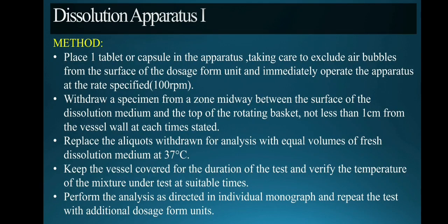So, what is the operating procedure for this apparatus? We have to place one tablet or capsule in the apparatus and rotate it at the specified speed of 100 rpm. We have to draw the samples at the midway of the dissolution medium, and replace the aliquots withdrawn for analysis with equal volumes of fresh dissolution medium. We have to keep the vessel covered during the experiment and verify the temperature during the experiment, and perform the analysis as directed in the individual monograph and repeat the test with additional dosage units.